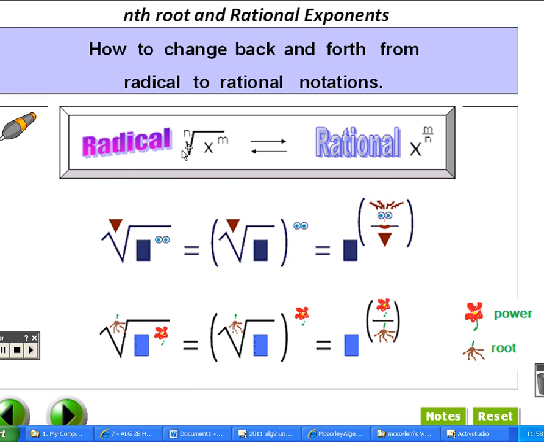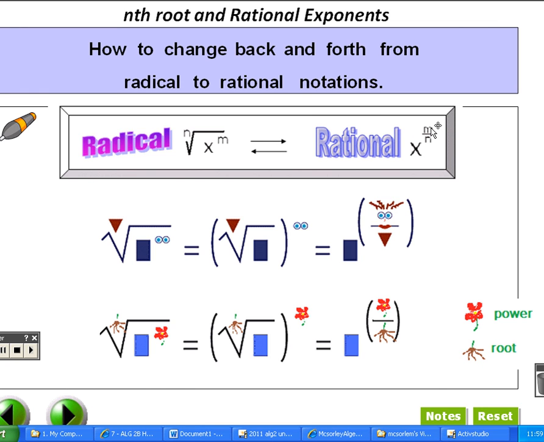So radical notation looks like this: some root of something, maybe to a power. And we're going to change it to rational notation, x to a fractional exponent. So this m and this n correspond with this m and this n. So my root goes down here, and my power goes up here.